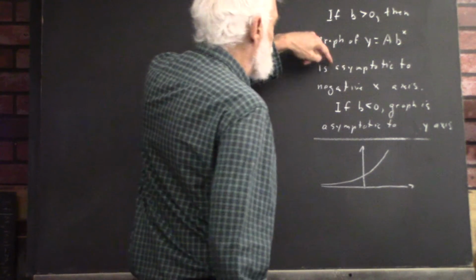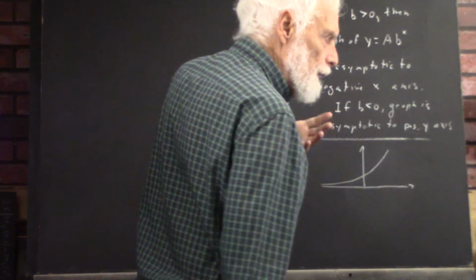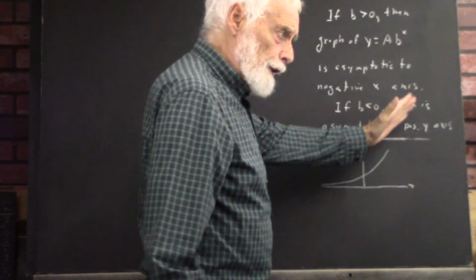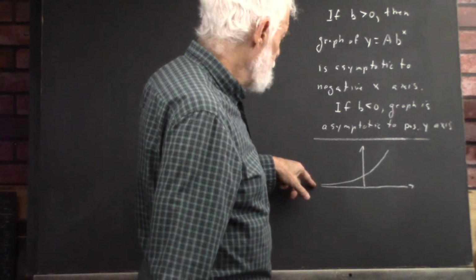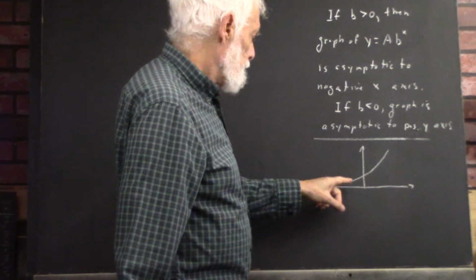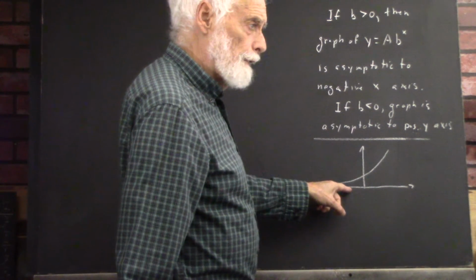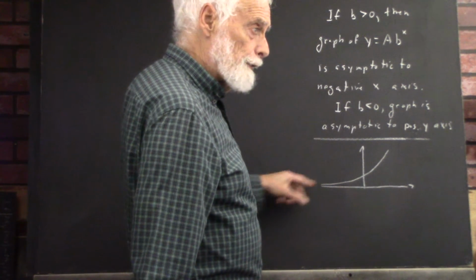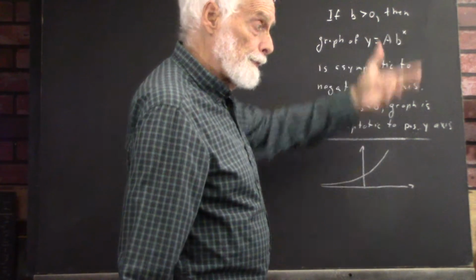So this will be asymptotic to the negative x-axis, and this to the positive y-axis. Now the basic exponential function was the y equals 2 to the x function, and it has a graph that looks like this, and it's clearly asymptotic to the negative x-axis, and it's pretty obvious why. Because if you start taking negative powers, the negative 1 power of the 2 to the x function gives you 1/2, negative 2 power gives you 1/4, which is half of that, and every time you move a unit to the left, it gets half as high. Okay? Every time you move a unit to the right, of course, it doubles.